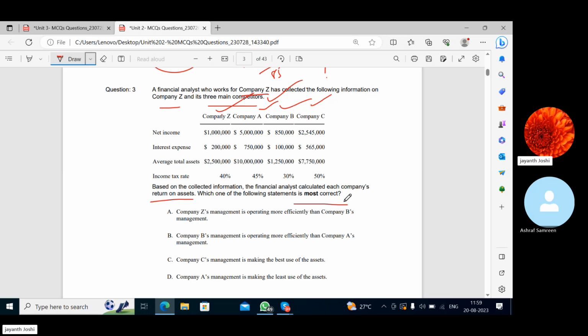So what you need to do now is first find out the return on assets, right? Based on the collected information, the financial analyst calculated each company's return on assets. So you calculate each company's return on assets and then you can answer the question based upon these four statements. Will you try this? Yeah. Okay, I'm waiting.